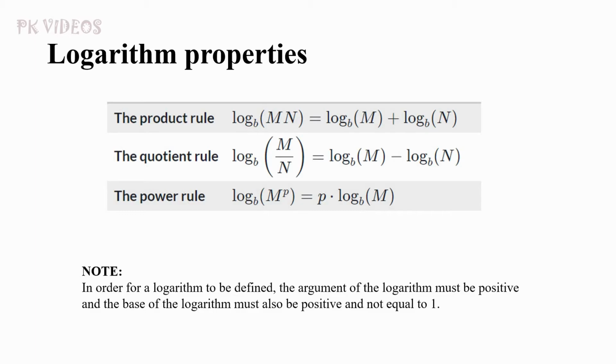In order for the logarithm to be defined, the arguments of the logarithm, here in this case m and n, must be positive, and the base of the logarithm must also be positive and not equal to 1.